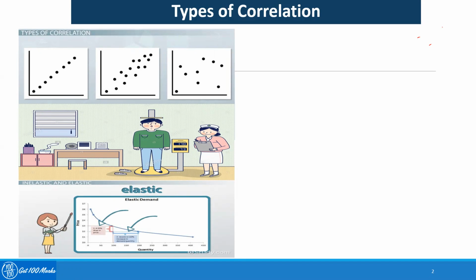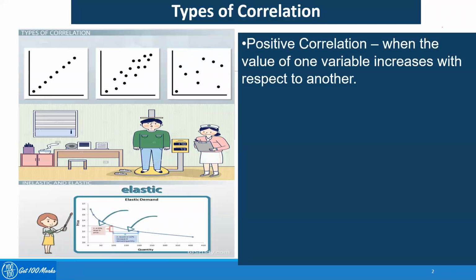We have already discussed what actually is the meaning of correlation and how we are measuring the correlation through the correlation coefficient. Let's just have a look. What are the different types of correlation? The first one is the positive correlation.